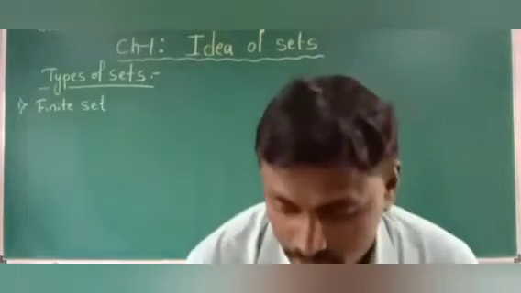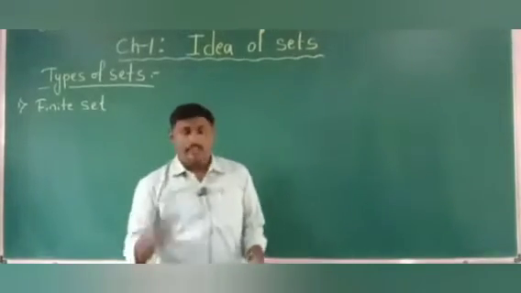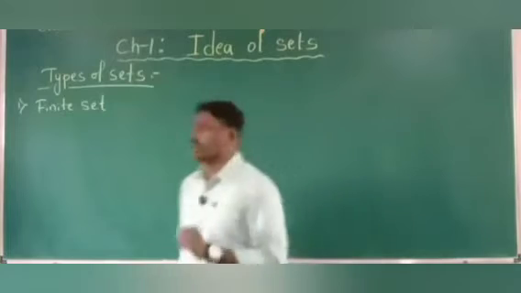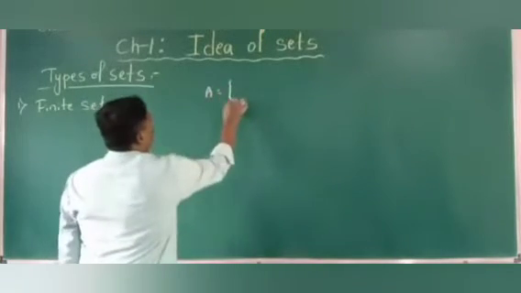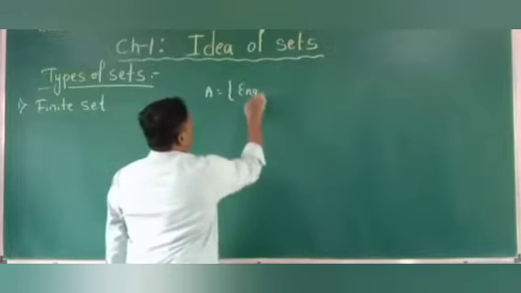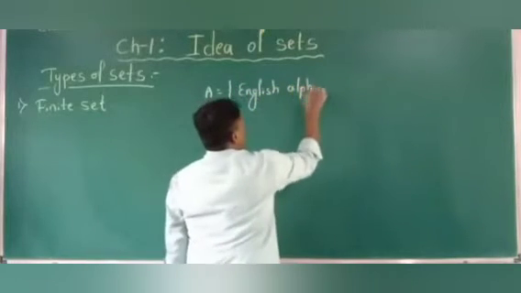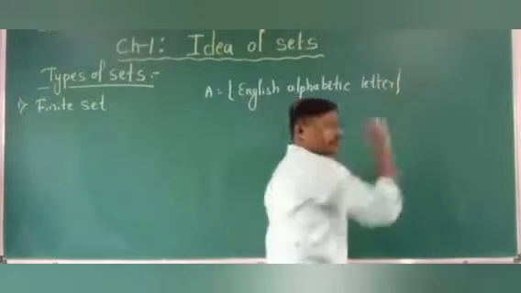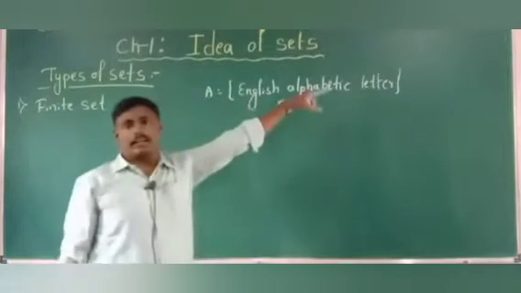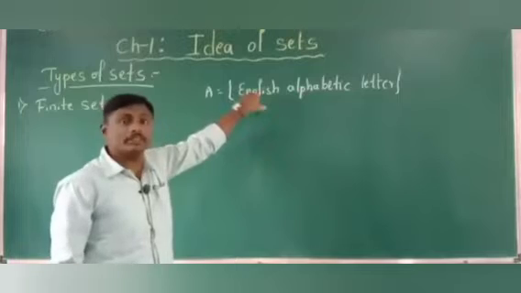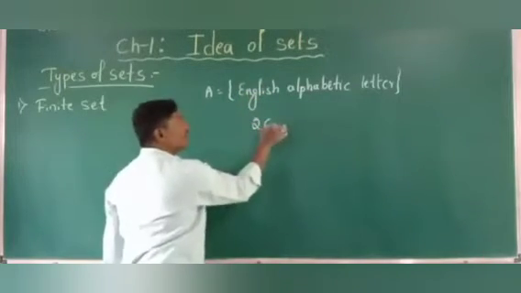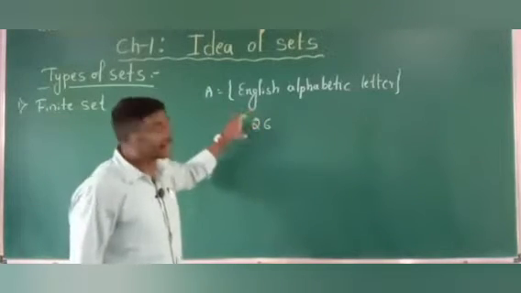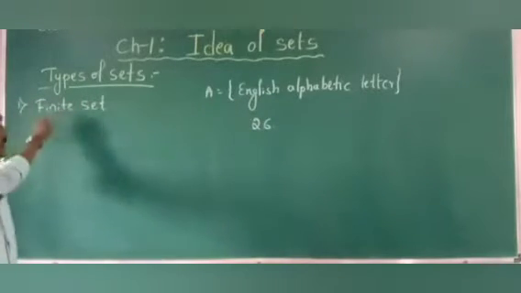For example, if I take the statement as the English alphabetical letters, set A has English alphabetical letters. So you have a definite number of English alphabetical letters. How many alphabets are there in English? There are 26. So this 26 is countable, no? All the existing alphabets are countable. So this type of set is called a finite set.